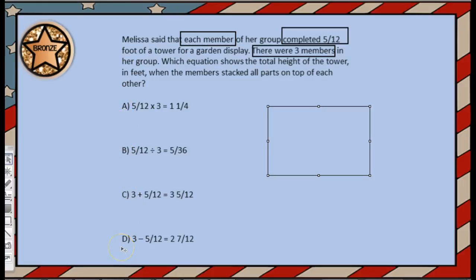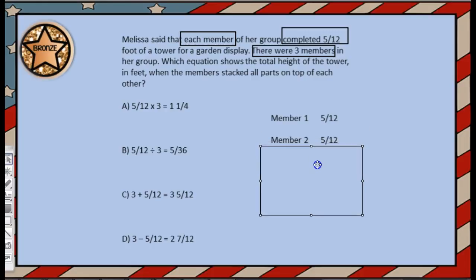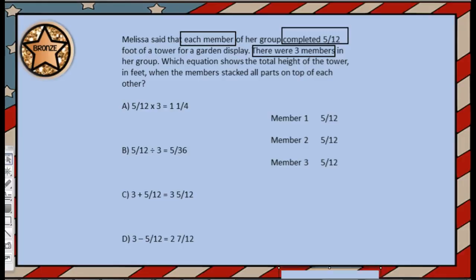I don't actually have to figure out the calculation as much as I need to know what operation to use. And looking at my answer choices helps me understand how to answer the question best. So I'm not sure if I need to multiply, divide, add, or subtract. So let's go back to the question. Each member has 5/12 of the tower, and there were 3 members in the group. So I could create a little chart here. So member 1 has 5/12, member 2 has 5/12, and member 3 has 5/12.